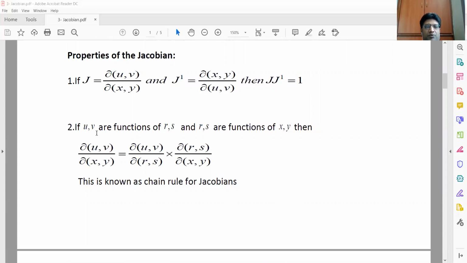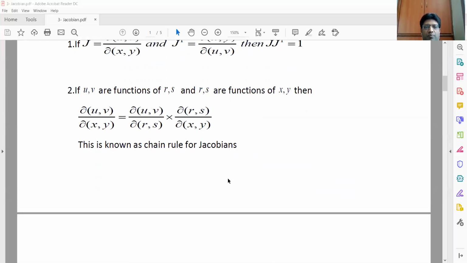Similarly, the other one is, if u, v are functions of r, s and r, s are functions of x, y, then if you want the Jacobian of u and v with respect to x and y, then you can use this chain rule. Okay, so what is this one? u, v with respect to r, s, then r, s with respect to x, y, right? If you see, if these two get cancelled, you will see this one only. Okay, so this is known as the chain rule. We are not cancelling here, that is not the meaning. Okay, so this is known as the chain rule for Jacobian. So these are the two important properties of Jacobian.